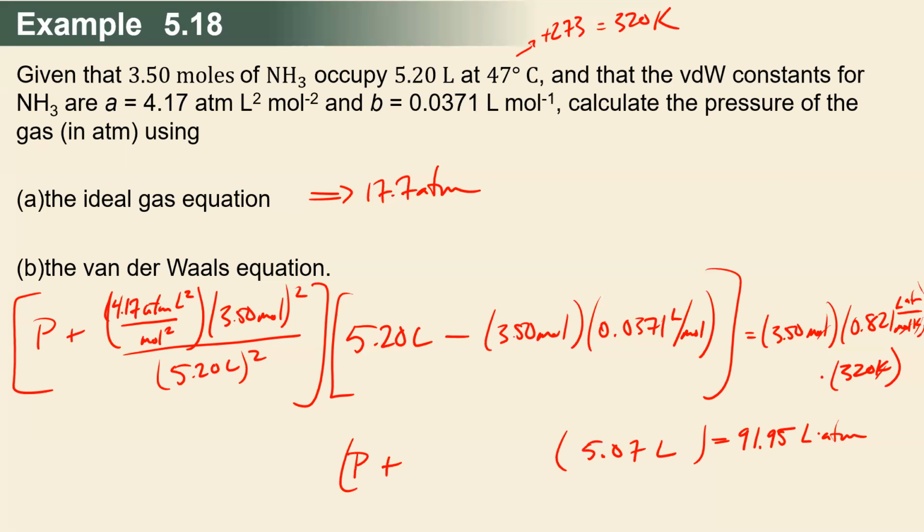Lots of times students forget to square these numbers, right? They'll think about just squaring the units, but they won't actually square the value. So don't forget to square your volume and your number of moles. So 4.17 times 3.5 squared divided by 5.2 squared. And we're going to subtract that from P. Well, P plus 1.889 atmospheres.